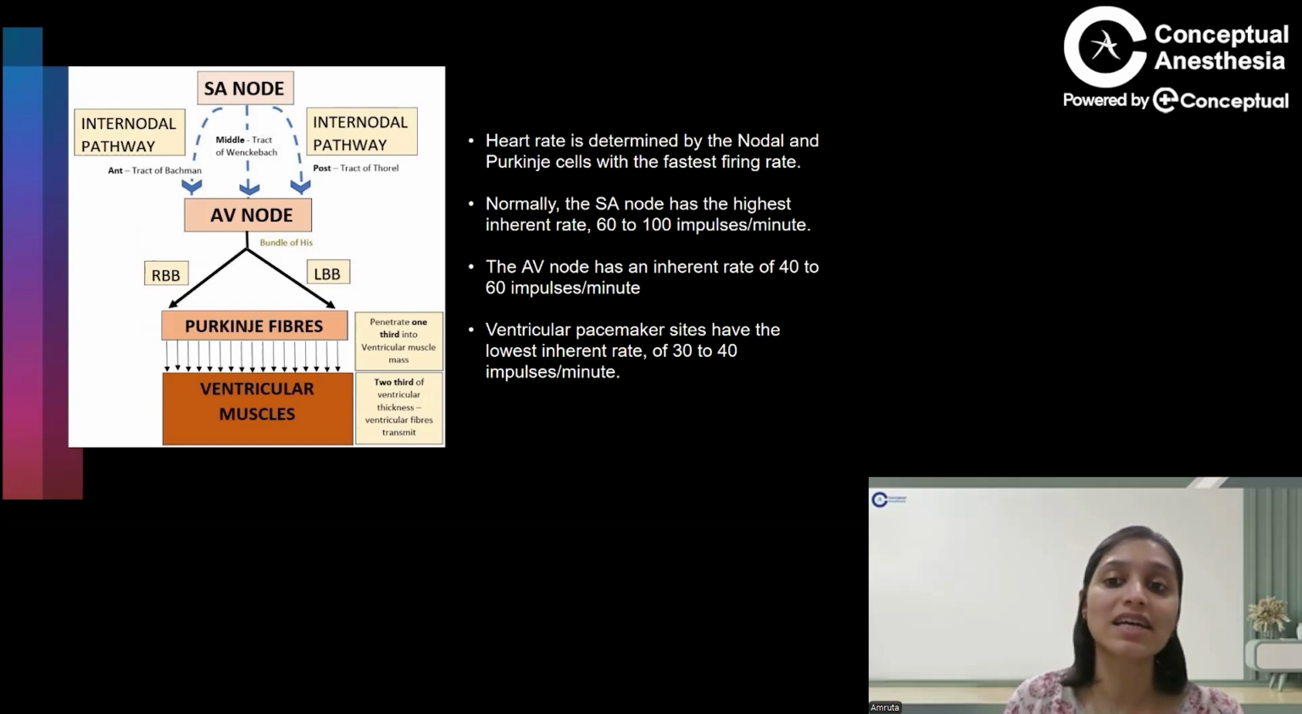Now the SA node has an intrinsic firing rate of about 60 to 100 impulses per minute. So that the AV node does not take over from the SA node, the inherent rate for the AV node is always lesser than the SA node, which is 40 to 60. Even less is the ventricular pacemaker site rate, which is about 30 to 40 impulses per minute, just enough to sustain for a short period of time till some intervention is done.